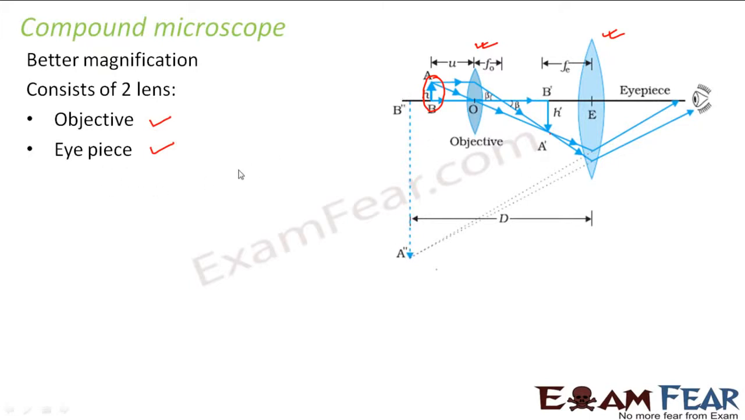So in this case, the first image I1 is a real, inverted, enlarged image. And the final image, that is I2, is a virtual, erect, and obviously enlarged image.